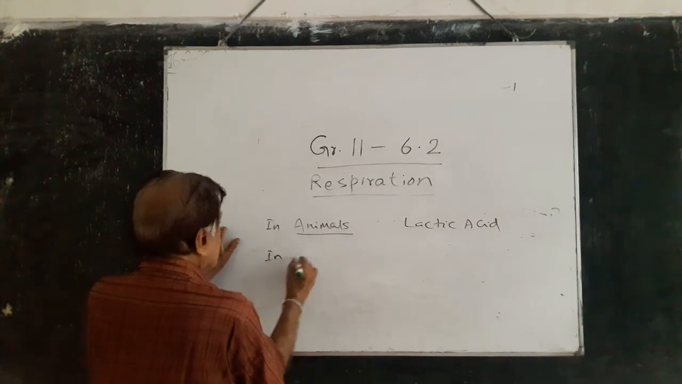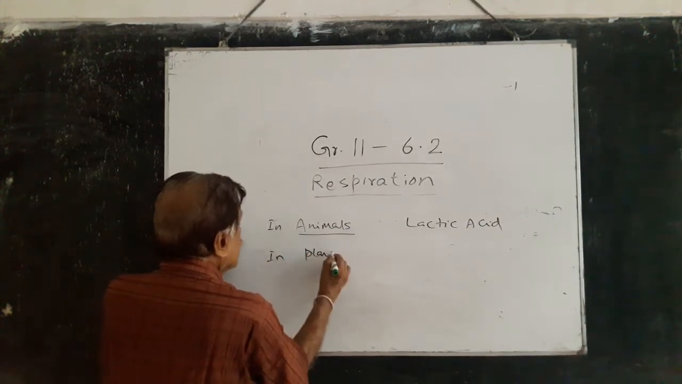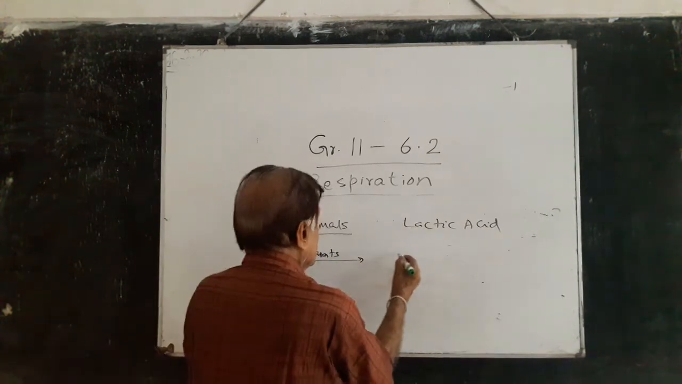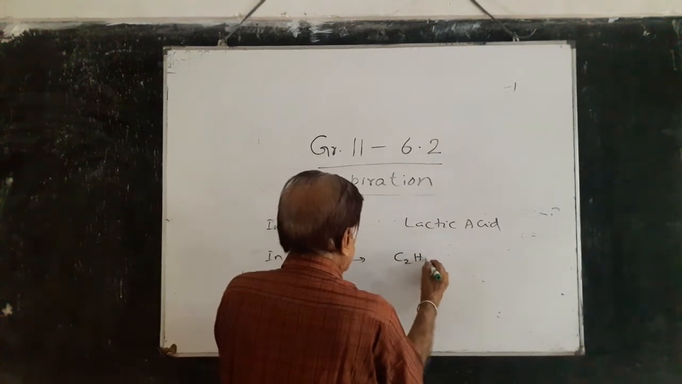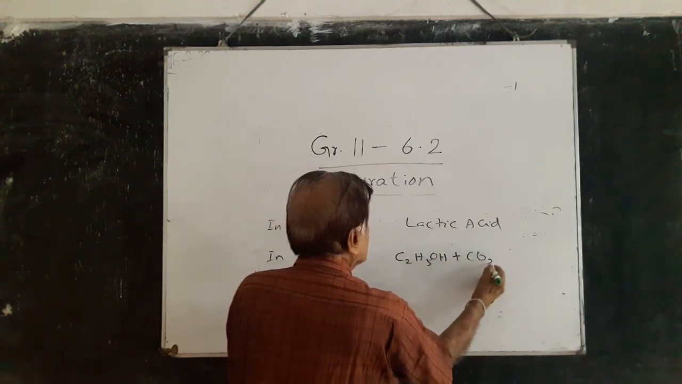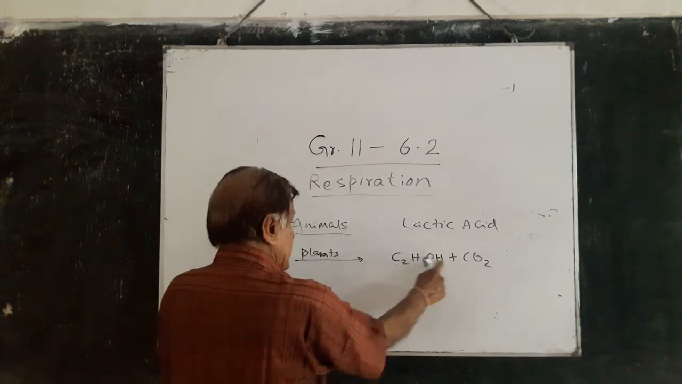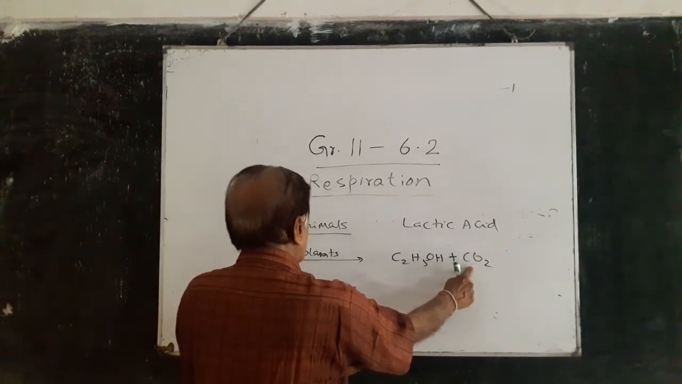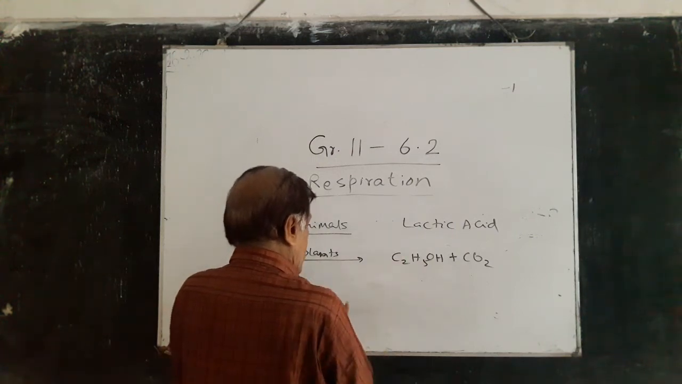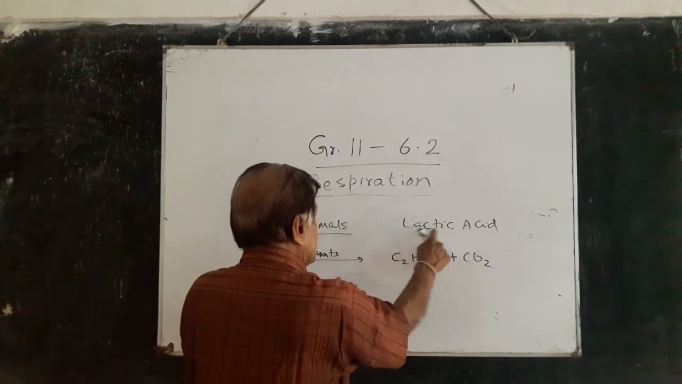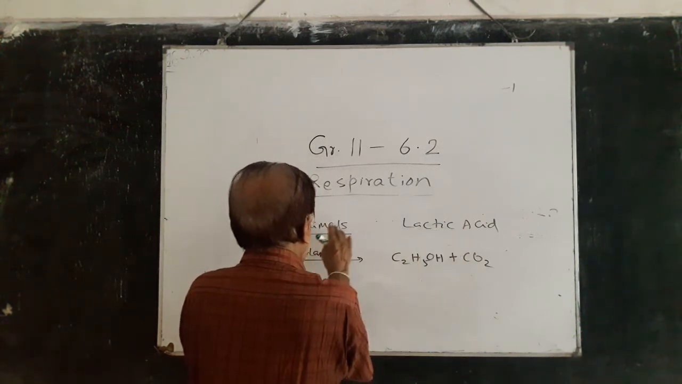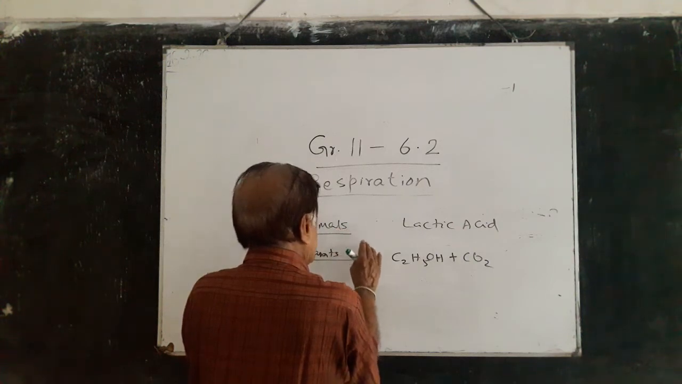In plants, ethyl alcohol and carbon dioxide are the end products of anaerobic respiration. Lactic acid is the final product of anaerobic respiration occurring in animals.